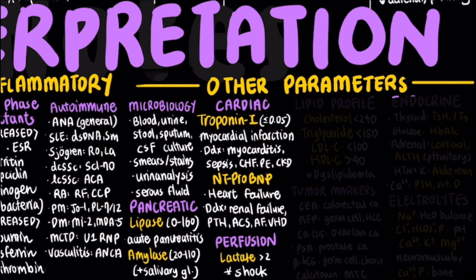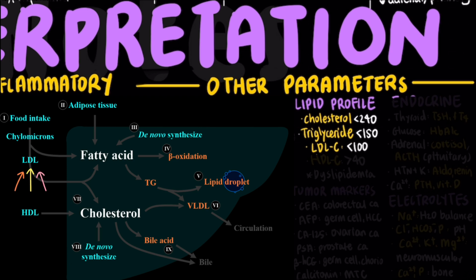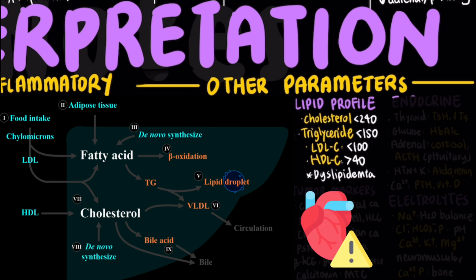The standard lipid panel includes total cholesterol, which is normally under 200 mg per deciliter, triglycerides, a type of fat from diet or liver metabolism, which is normally under 150 mg per deciliter, LDL-C, or low-density lipoprotein cholesterol, often called the bad cholesterol, which is normally under 100 mg per deciliter, and HDL-C, or high-density lipoprotein cholesterol, often called the good cholesterol, which is normally greater than 40 mg per deciliter. Abnormal lipid profile, or dyslipidemia, is associated with higher cardiovascular risk and should be monitored.